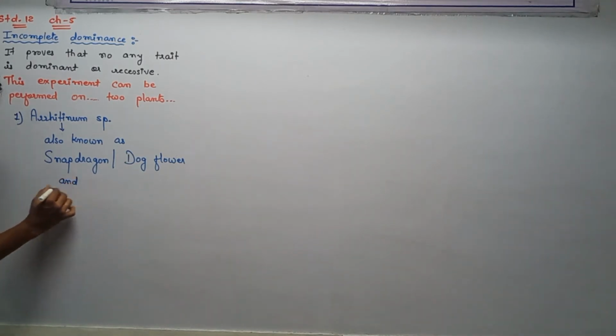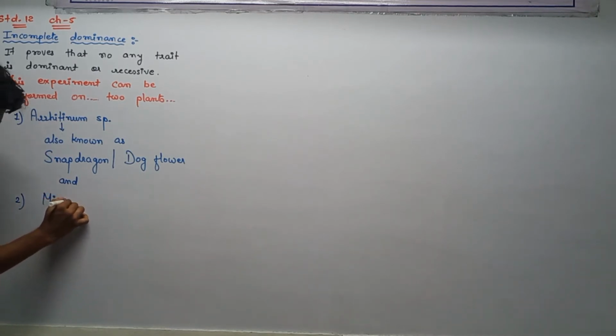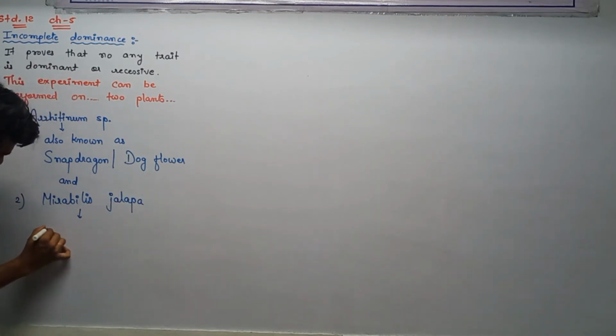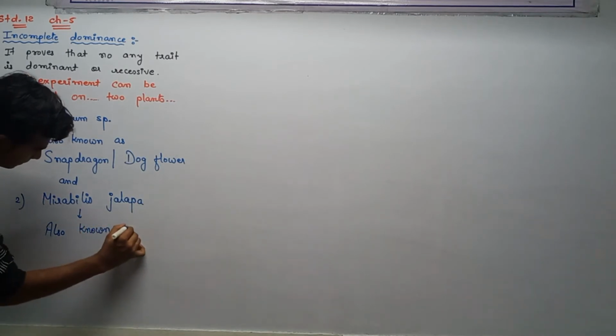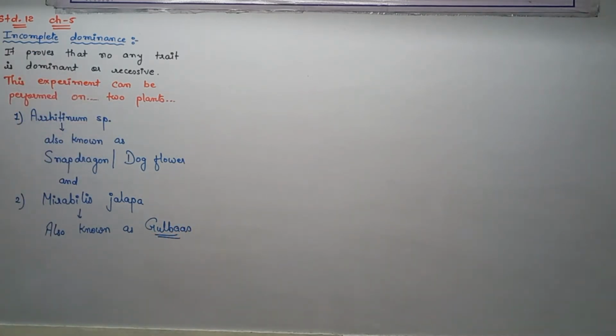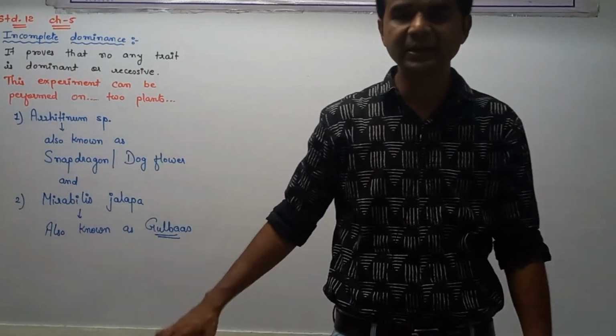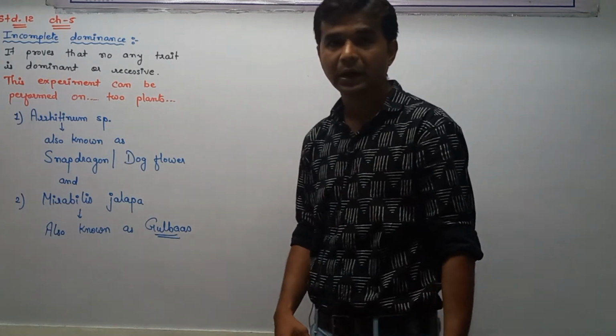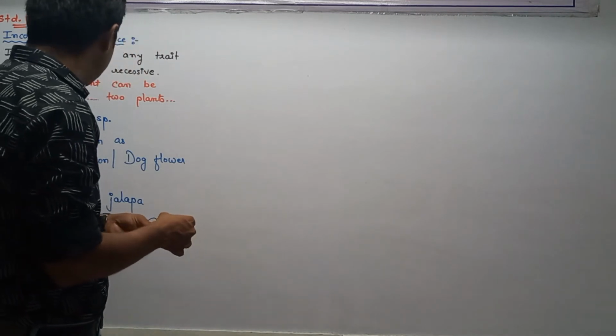And another, Mirabilis jalapa, also known as four o'clock plant. Fine. So these two are very important points. Antirrhinum species and Mirabilis jalapa. All these are plants. In these two plants, this experiment was performed. Fine. Let me continue with that.